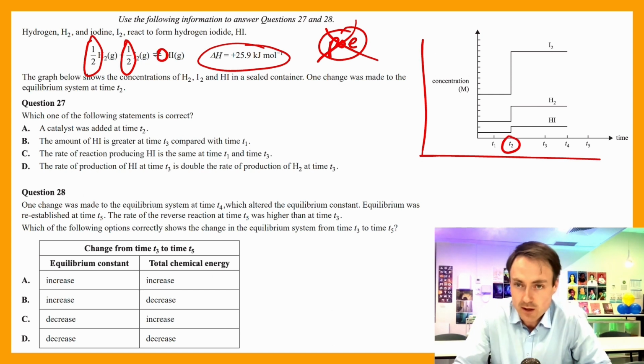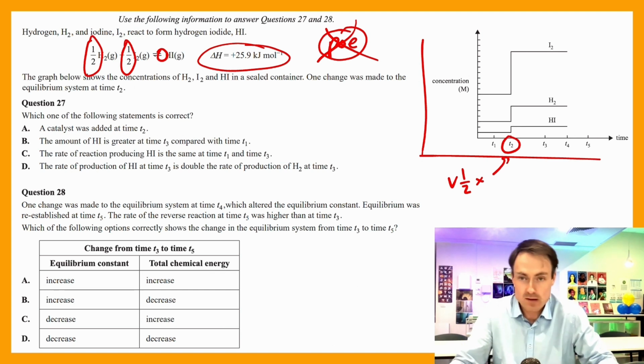So there's no sort of curve after that you would expect if you had a different number of moles on each side of the equation. Now, something happened here. We actually know that because the concentrations of everything doubled, then the volume must have halved at T2. Okay, and it's been re-equilibrated almost immediately afterwards.